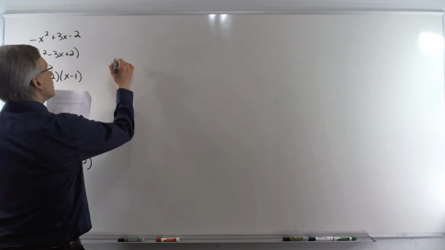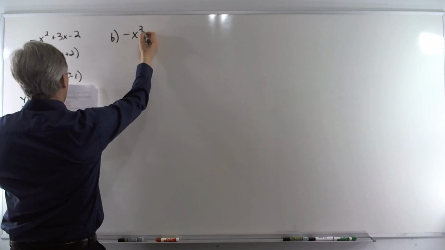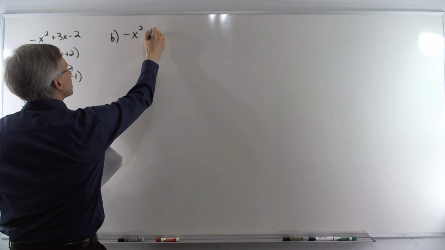Part B, negative x squared plus 5x plus 36.